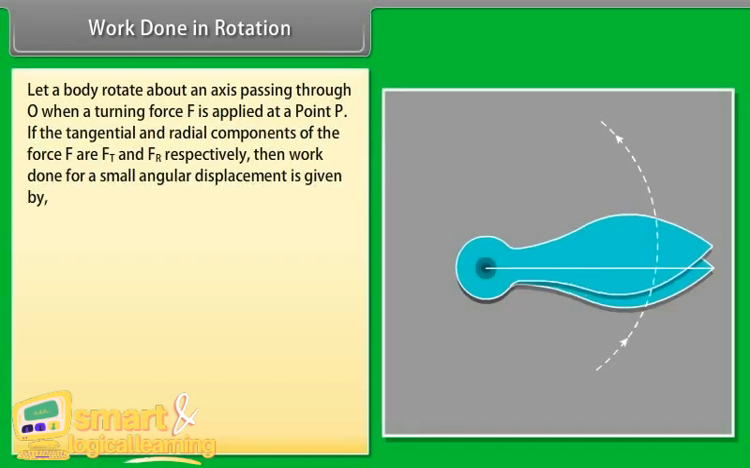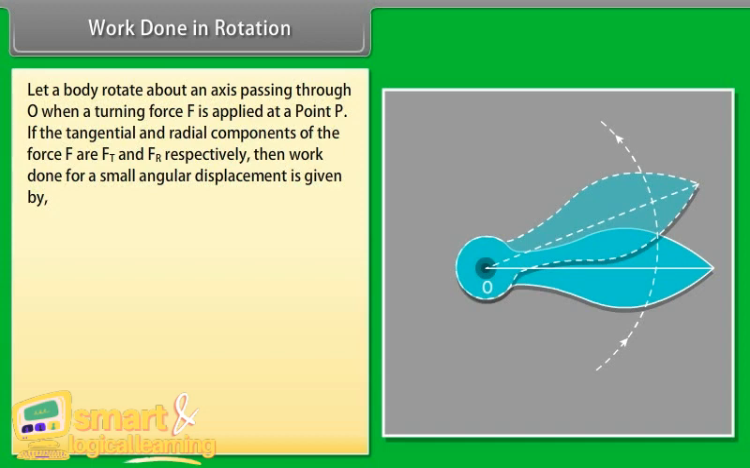Work done in rotation. Let a body rotate about an axis passing through O when a turning force F is applied at a point P. If the tangential and radial components of the force F are Ft and Fr respectively, then the work done for a small angular displacement is given by dW is equal to Ft dot ds. Put the values of ds in the above equation. dW is equal to Ft R d theta. Here R is equal to OP.